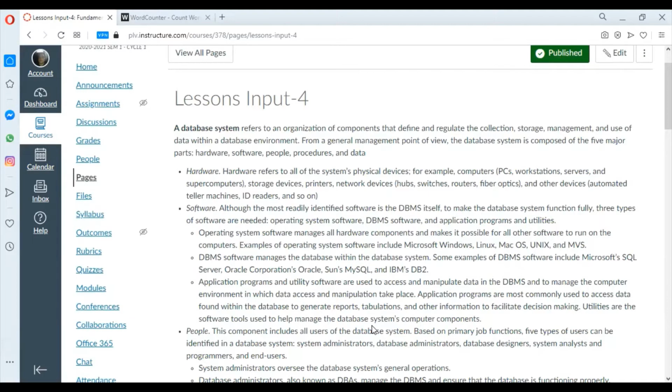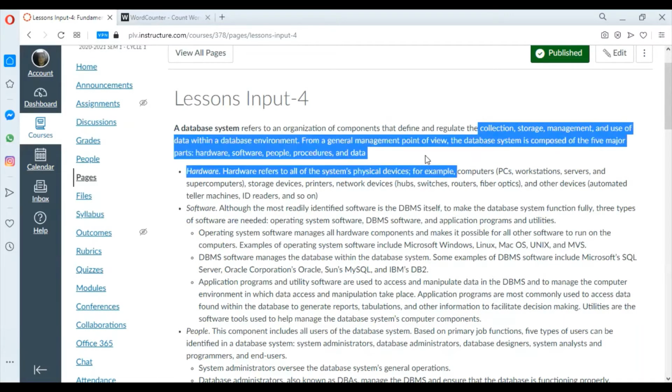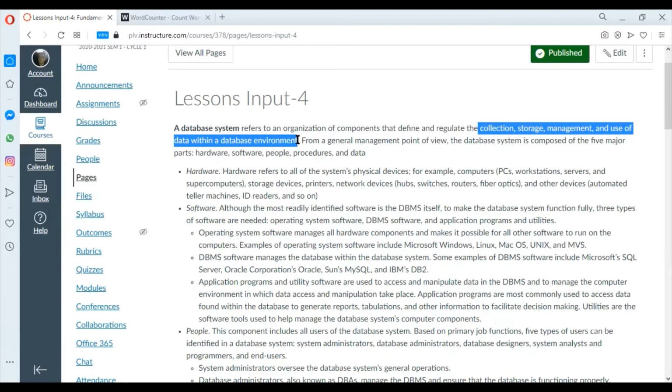When we say database system, we are referring to an organization of components that define and regulate the collection, storage, management, and use of data within a database environment. So inside the database system, we collect, we store, we manage, and we use the data inside the database environment. So that is basically a database system.